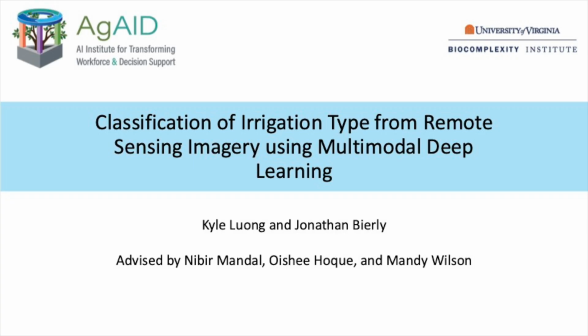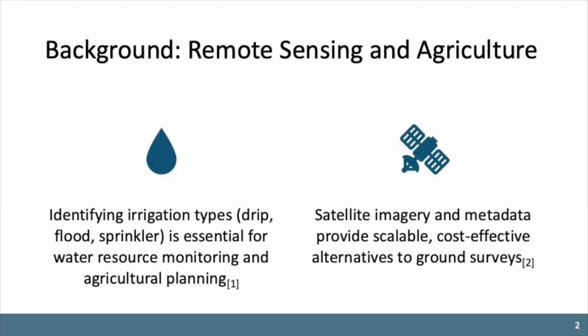Our project is on classification of irrigation type, specifically from remote sensing imagery using multimodal deep learning. We are advised by Nabir, Oishi, and Mandy. Our project is preliminary work in contributing towards Nabir and Oishi's overall project of mapping agricultural assets at scale. So our project identifies irrigation types. This is drip, flood, and sprinkler.